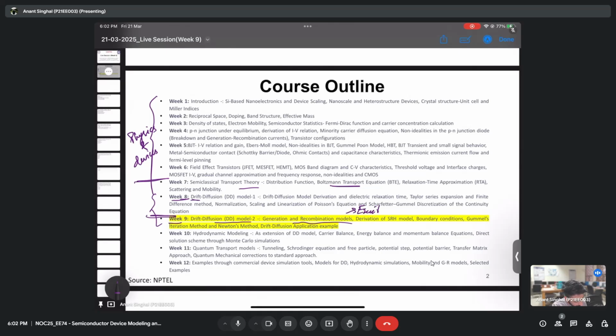I'll give a very brief overview of the exciton based recombination and generation. Then there is the SRH model, which is Shockley-Read-Hall. We'll see some of the boundary conditions. We have already covered the Dirichlet and Neumann boundary conditions in the previous class, and then the Newton-Raphson method and iteration method. These are some of the application based topics. Initially we'll cover the derivation of the continuity equation related to the drift diffusion model, and then we can see some relevant problems.